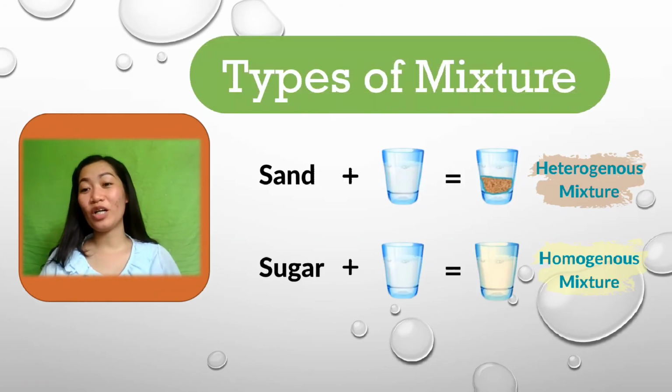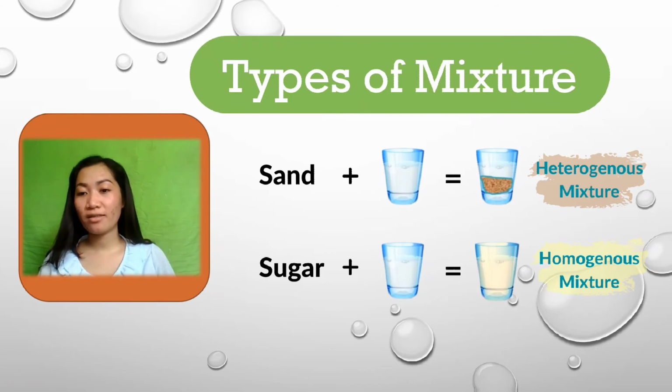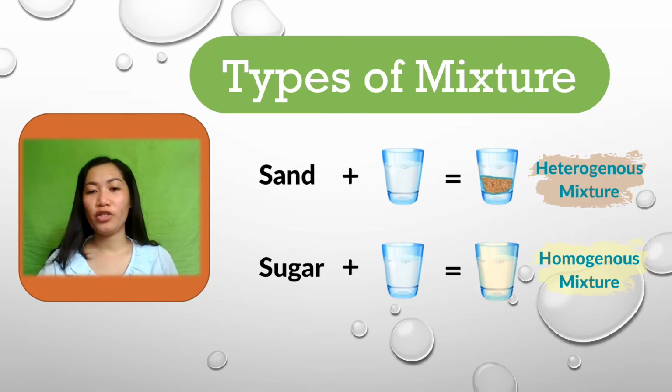Okay, so last time we talked about the different types of mixture. I know you already knew about it. We have the heterogeneous mixture and we have the homogeneous mixture. We have sand plus the water equals the final mixture. The sand in the water did not mix, so that's why it's heterogeneous. They are not uniform. But when we say homogeneous mixture, meaning the sugar plus the water equals the syrup, so they will blend to each other.